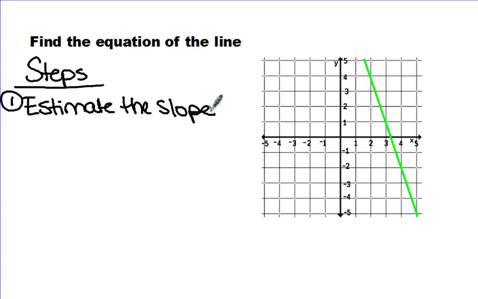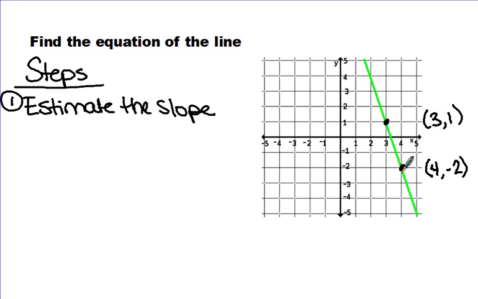We estimate the slope by choosing 2 points on the line. I'm going to choose the point here where it crosses at (4, -2). And I'm going to choose the point here where it crosses at (3, 1). From that, I can get my slope.